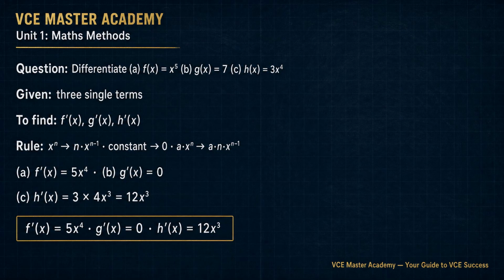Part C. The 3 waits patiently. X to the 4 gives 4x cubed. Then the 3 multiplies in. 3 times 4 is 12. 12x cubed. Box all 3. If you can do these, you can already do most of this chapter, because everything from here is just these 3 moves in a queue.